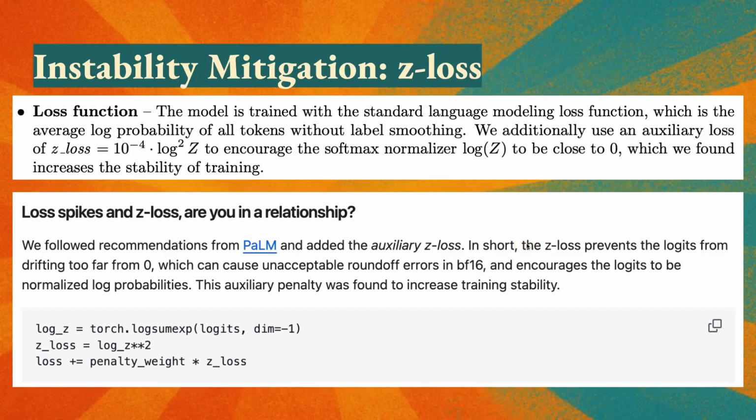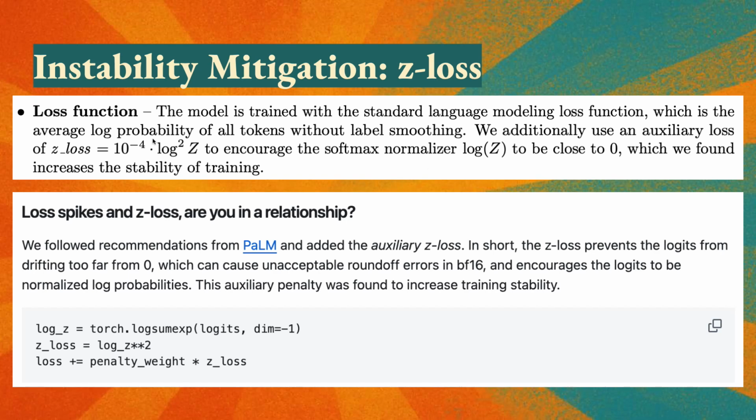The mitigation of this instability is what's called auxiliary loss, and it's called the z-loss, and this comes from the PaLM paper, where they say that this model is trained with the standard language modeling loss function, which is the average log probability of all tokens without label smoothing. We additionally use an auxiliary loss of z-loss equals 10 to the negative 4 times log squared z to encourage the softmax normalizer log z to be close to 0, which we found increases the stability of training.